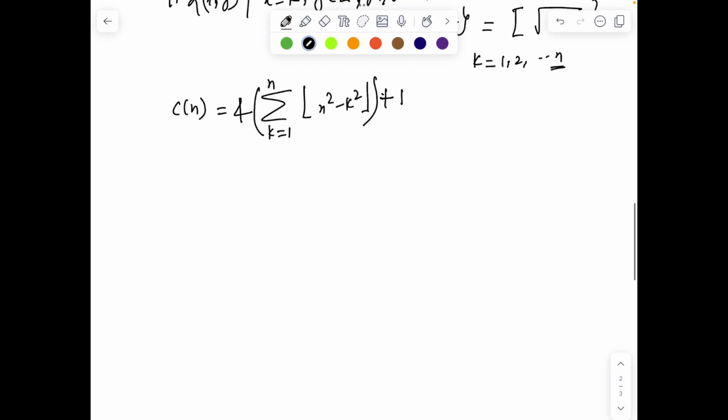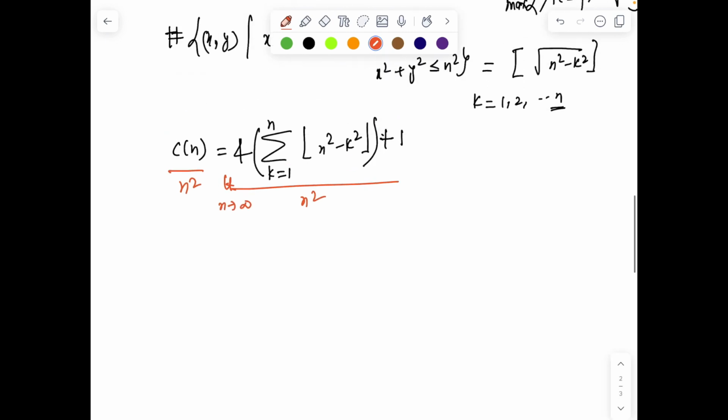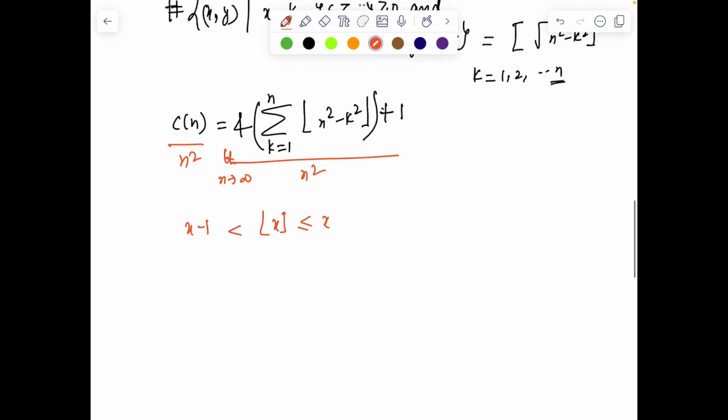So this is my expression for Cn, and what I need is the limit of Cn by n square as n tends to infinity. Now this is not very tough, because we know the greatest integer of any function x will be less than or equal to x, and will be more than or equal to x minus 1. This is by definition.